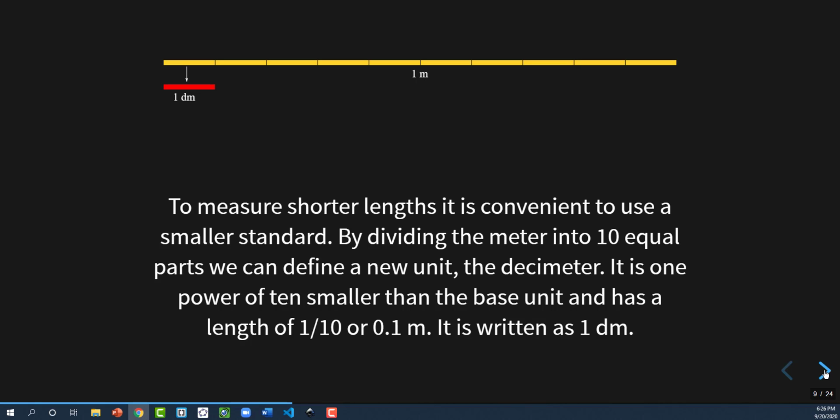So in the metric system, as you know, the way that works is you take a base unit and you can either make it smaller by a power of 10 or larger. In this first set of slides, we're going to make some smaller units. So here's the first one.